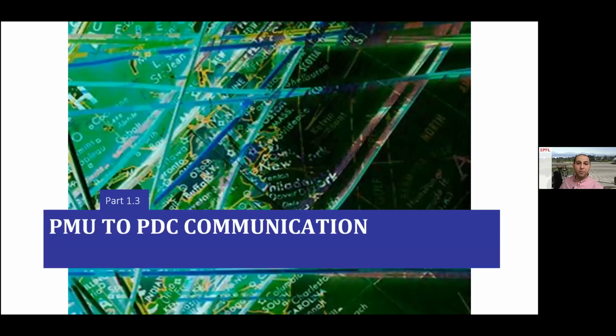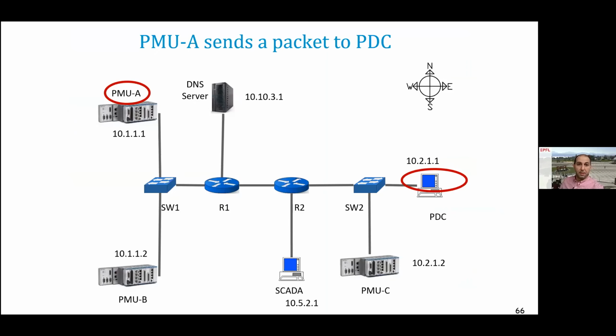Now, PMU to PDC communication. Let us move to the smart grid. PMU is the phasor measurement unit, and PDC is the phasor data concentrator. PMU1 sends a packet to PDC. At time 0, PMU knows only the name of PDC. It does not know anything about its IP address or what is happening in the network, and all caches in the network are empty. Now PMU-A wants to send a packet to PDC.